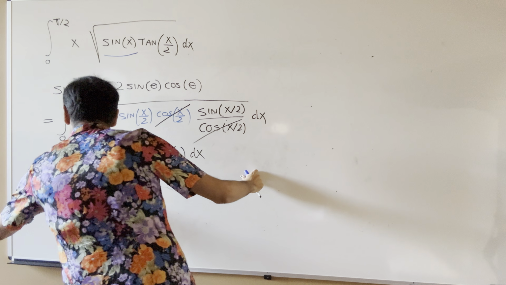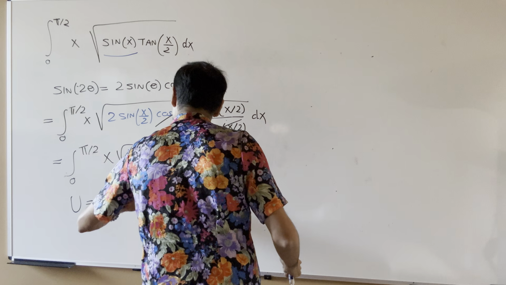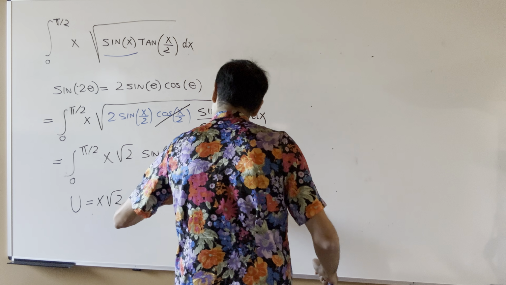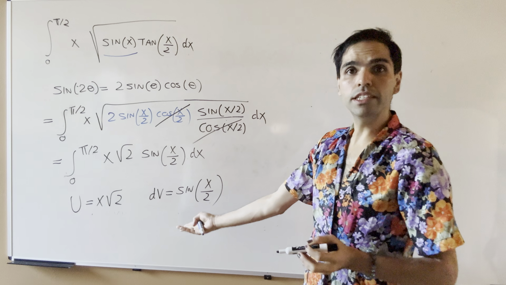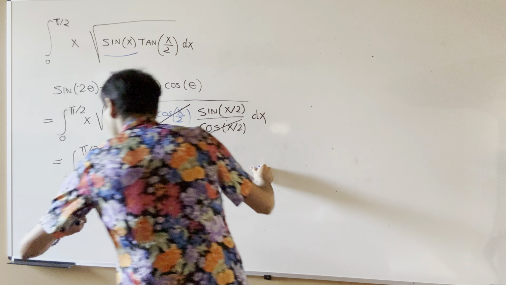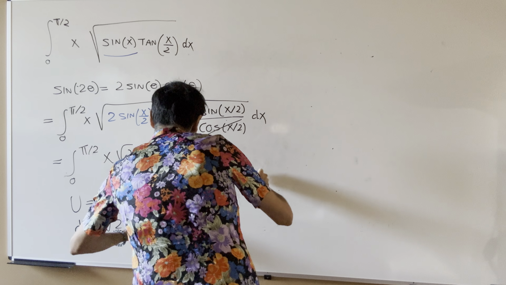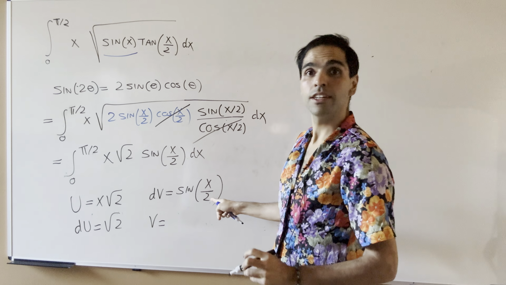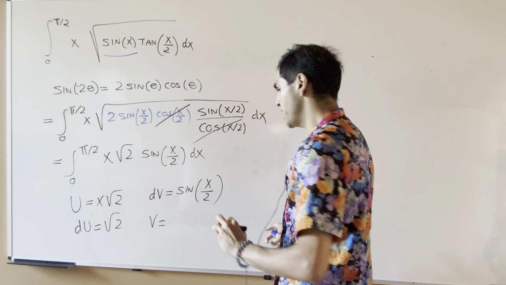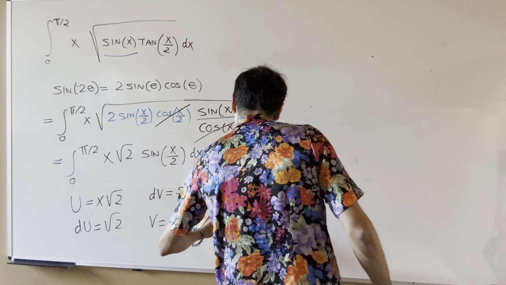So let u be x times square root of 2, and then dv be sine of x over 2. Then du just becomes square root of 2. And then v, so minus cosine because of the antiderivative, and times 2 because of the chain rule. So minus 2 cosine of x over 2.